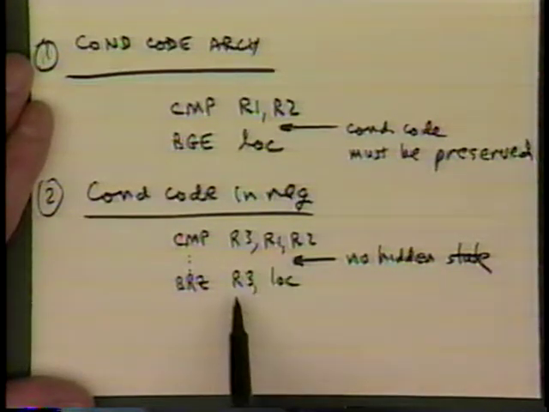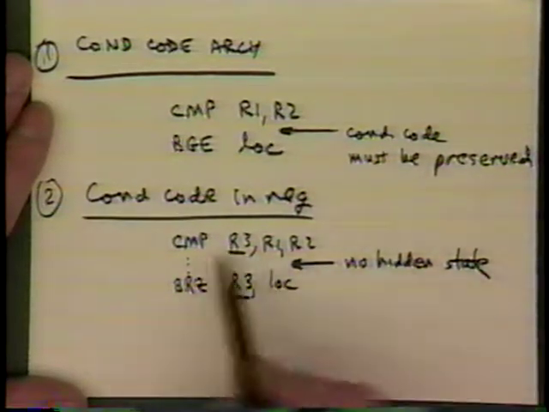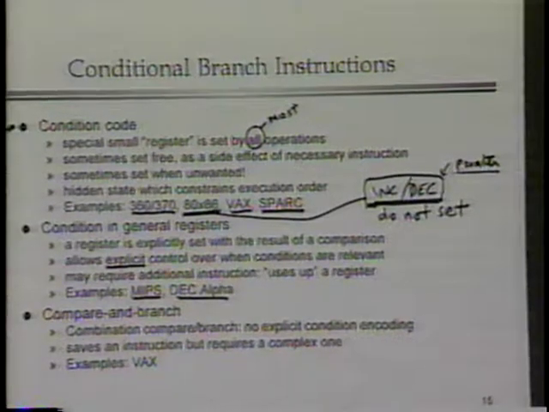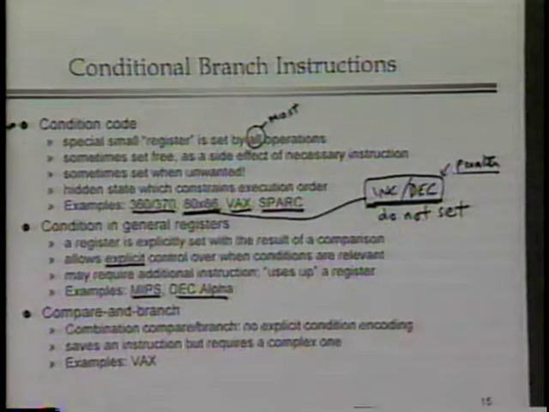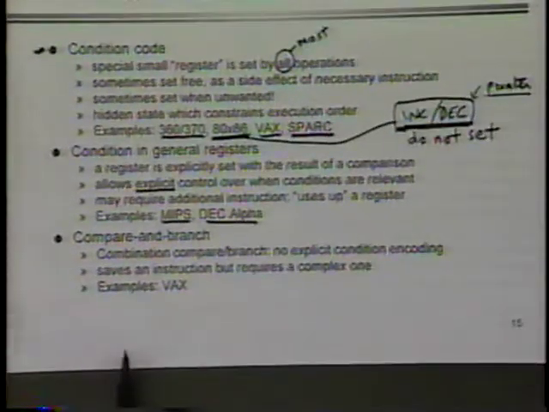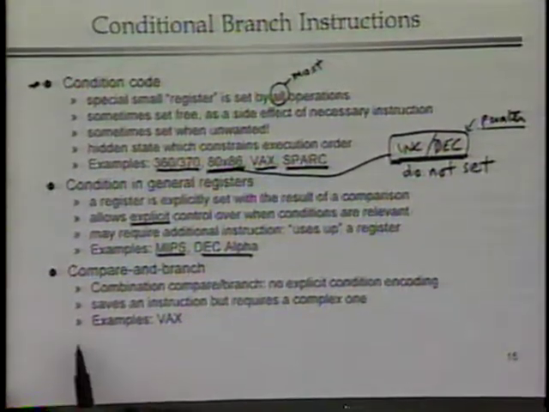One of the disadvantages of this compared to the condition code architecture is that it winds up sort of using up a register. You just wasted a register that otherwise you might not have to use. But these machines that implement condition code and register architectures tend to have lots of registers, like the MIPS and the DEC Alpha. A third kind of architecture is one that allows you to basically combine the compare and the branch in a single instruction.